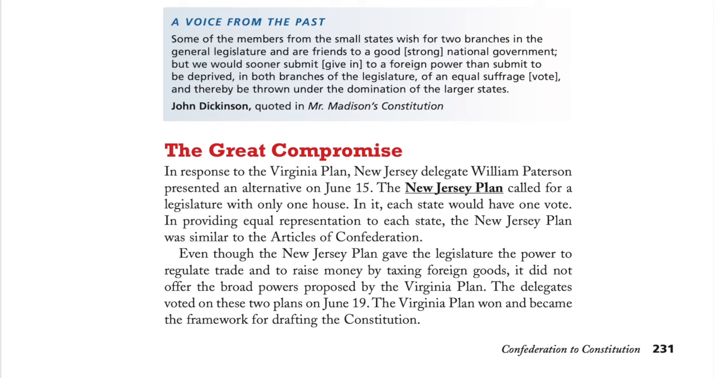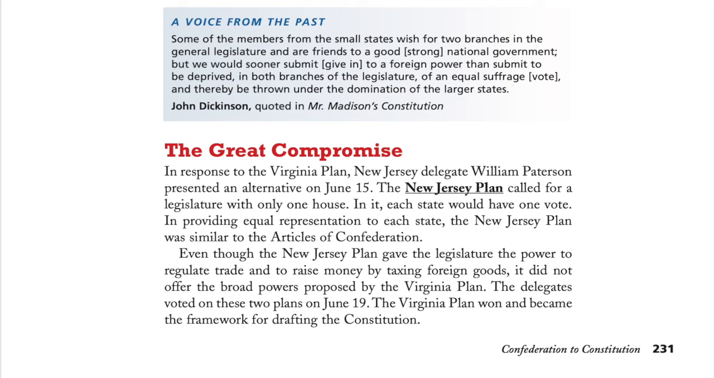The Great Compromise. In response to the Virginia plan, New Jersey delegate William Patterson presented an alternative on June 15. The New Jersey plan called for a legislature with only one house. In it, each state would have one vote. In providing equal representation to each state, the New Jersey plan was similar to the Articles of Confederation.